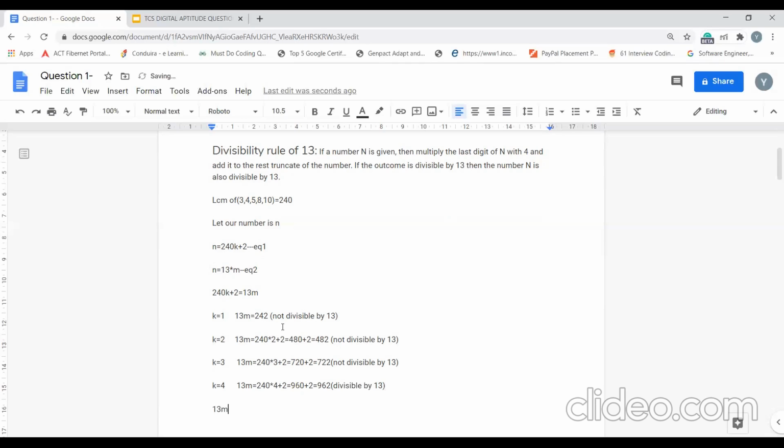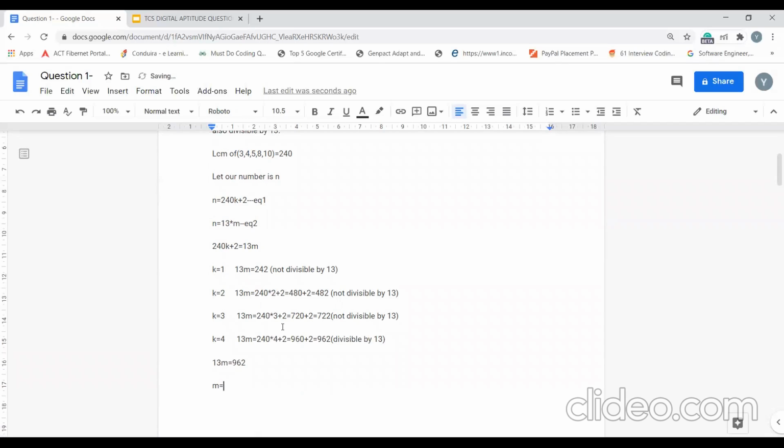So 13m is equal to 962. Then what is the m value? m is equal to 962 divided by 13. 962 divided by 13, what will you get? You will get 74. So 74 is the least multiple.